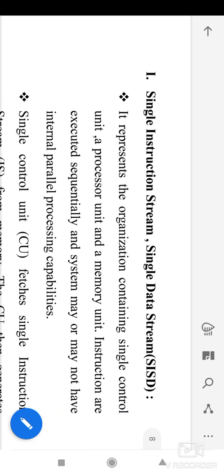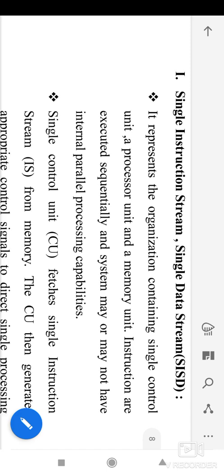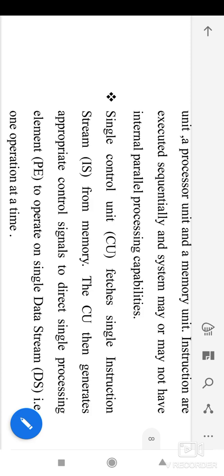So what is SISD architecture? As I told, it works on a single instruction and single data. It represents an organization containing a single control unit, a single processor and a memory unit. Instructions are executed sequentially, and the system may or may not have internal parallel processing capabilities. SISD architecture is purely sequential execution architecture. It fetches one instruction and executes it, and after that it fetches another instruction. So it fetches, decodes and executes.